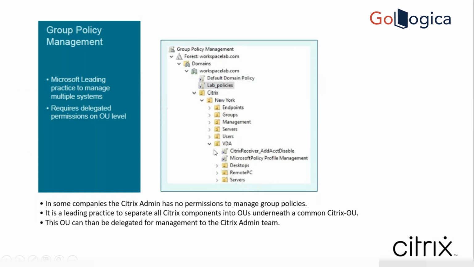What is OU? It is called organization unit. So you will create a separate OU. Like here, you can see Citrix. Are you able to see the Citrix OU? Yes. There is Citrix OU. There is New York OU. Then VDA OU. These are called OU, organization unit.